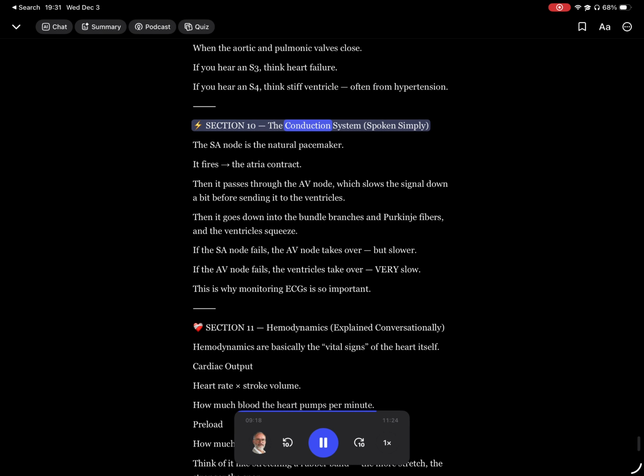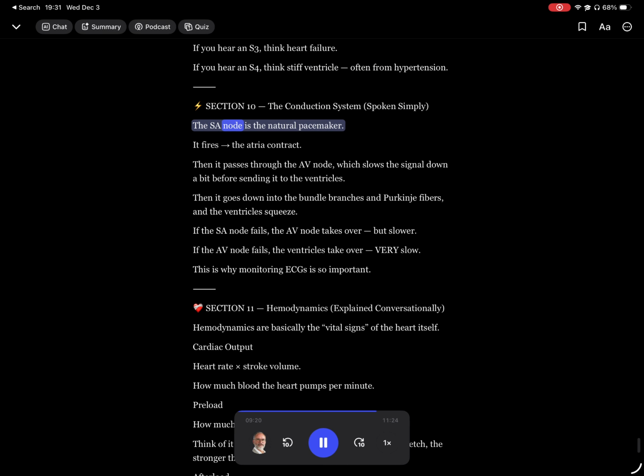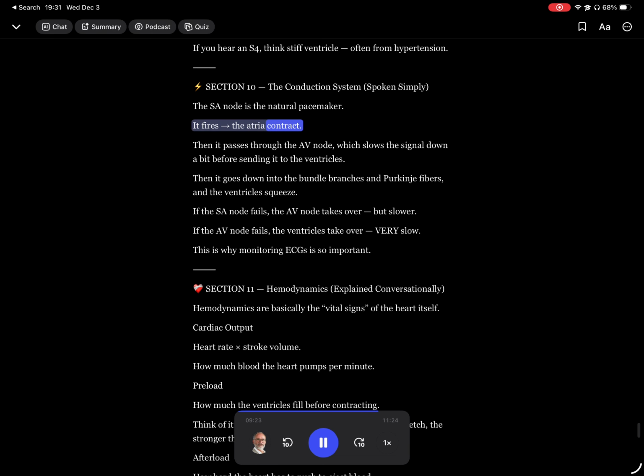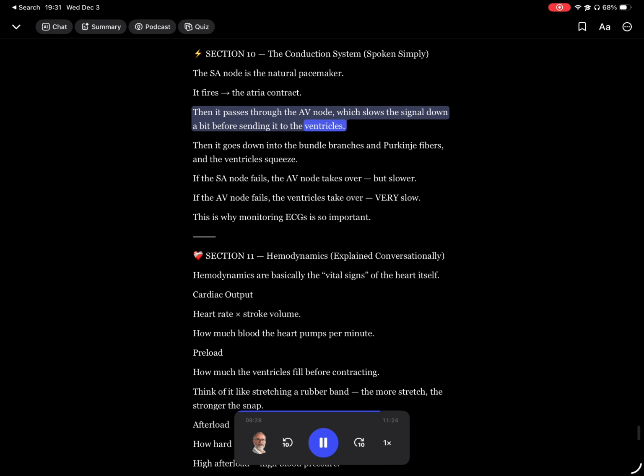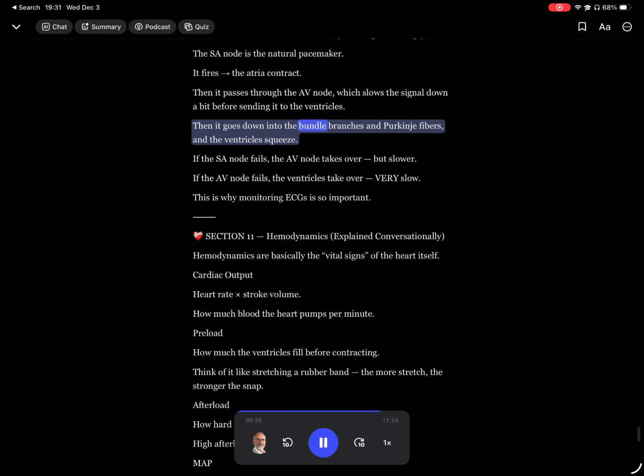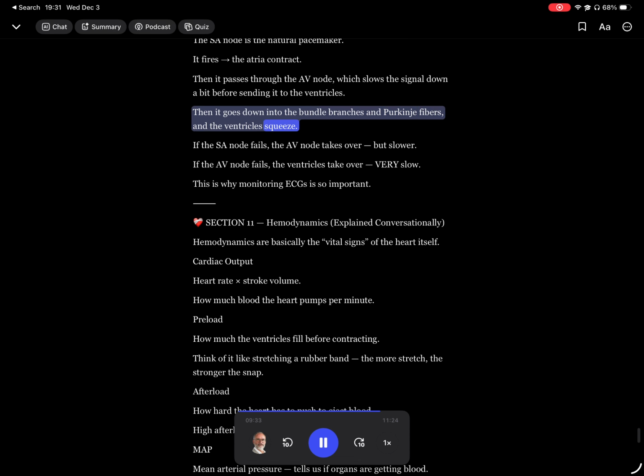Section 10, the conduction system. The SA node is the natural pacemaker. It fires, the atria contract. Then it passes through the AV node, which slows the signal down a bit before sending it to the ventricles. Then it goes down into the bundle branches and Purkinje fibers, and the ventricles squeeze.